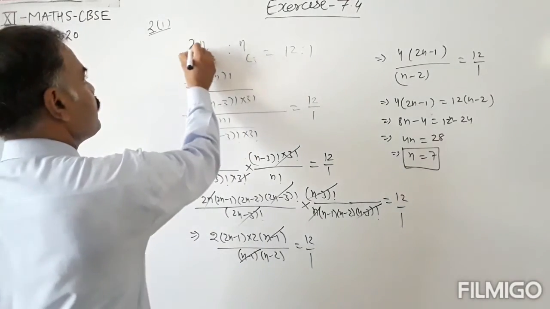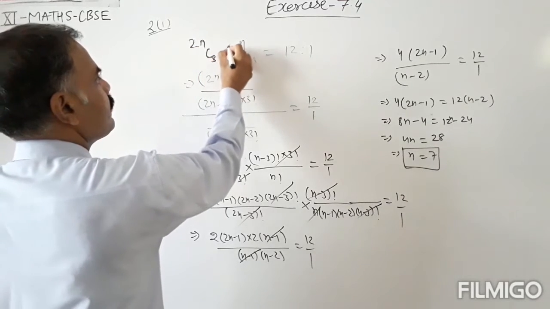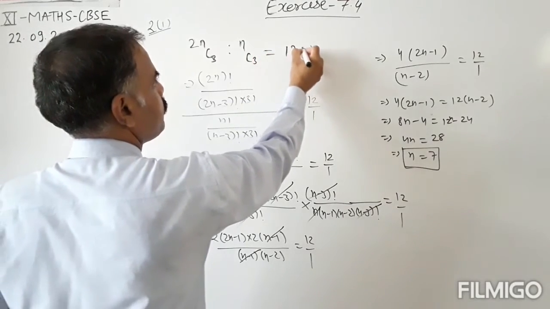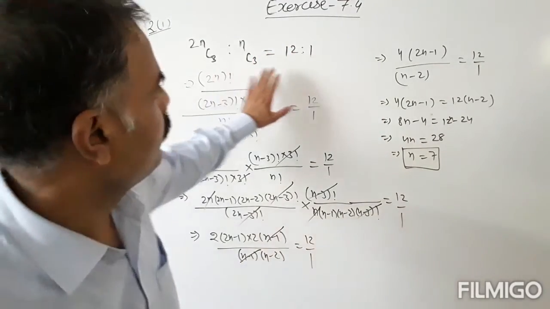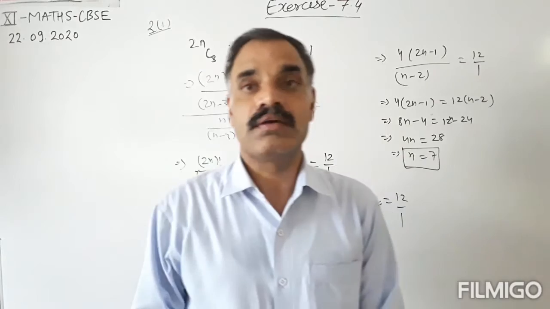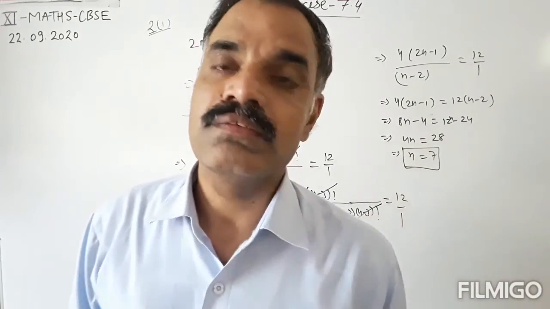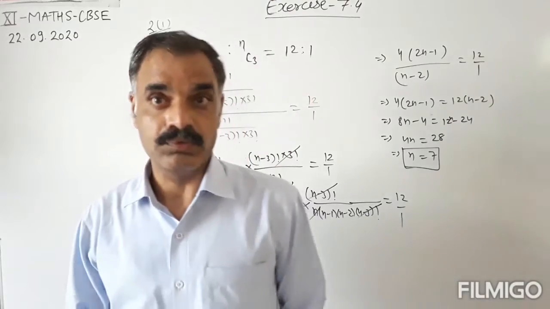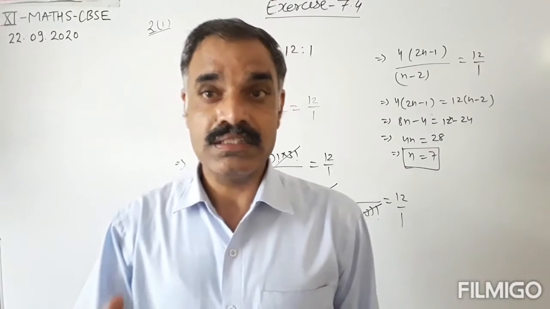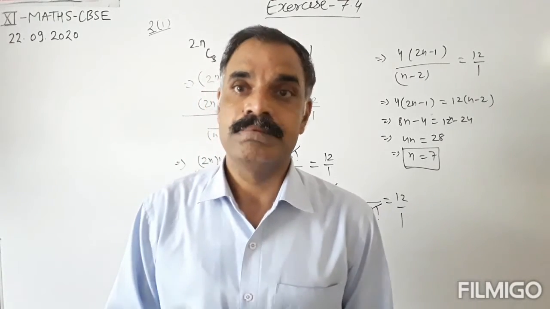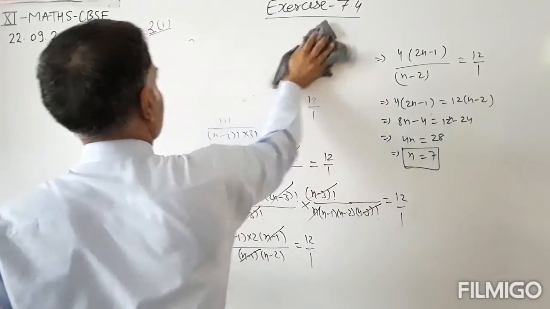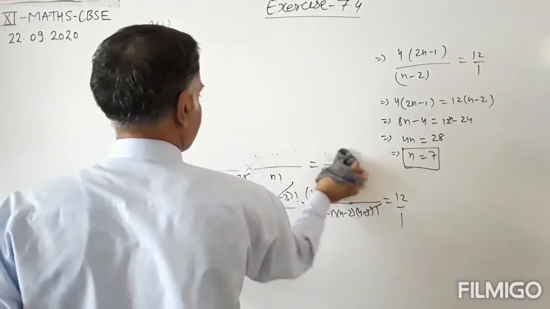So the value of n is 7. We had been given 2nC3 ratio nC3 equals 12 ratio 1, and after solving this, n equals 7. So this was question number 2 of the exercise 7.4. We are solving the exercise 7.4, the exercise that is related to the combination. Now let us take question number 3 of the exercise 7.4.